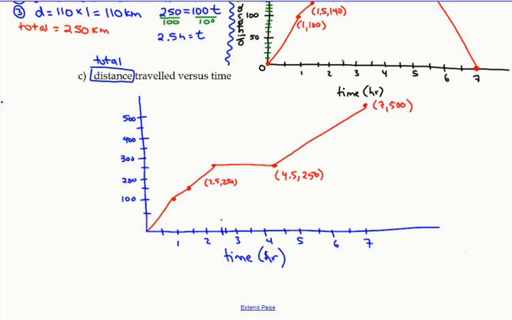If you don't have graph paper, it can be helpful, right? Okay, any questions about that? Okay, so turning over to the next page.